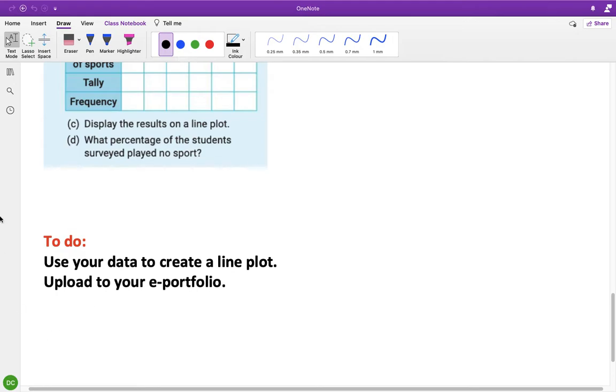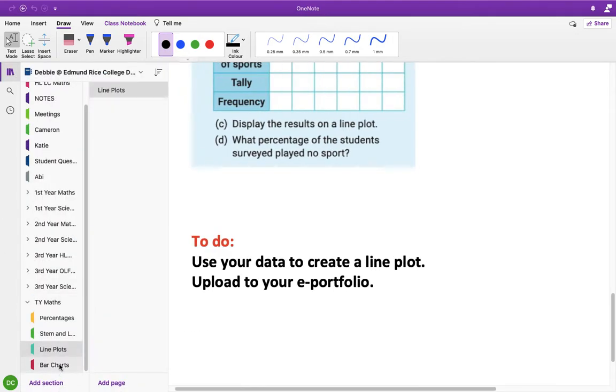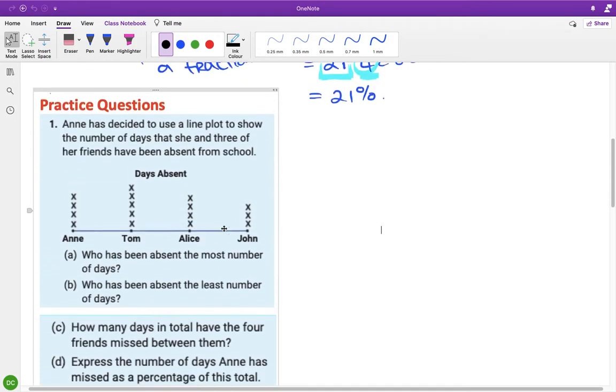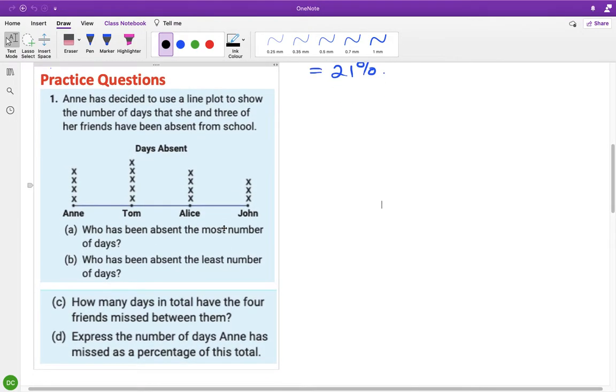So at this point, you should have two uploads to your ePortfolio for maths. You should have your percentages calculated, and you should have your line plot drawn. Okay, so I'm just going to go through these practice questions. It's really important that you do these, and like I said, it'd be great if you could upload them to Schoology.